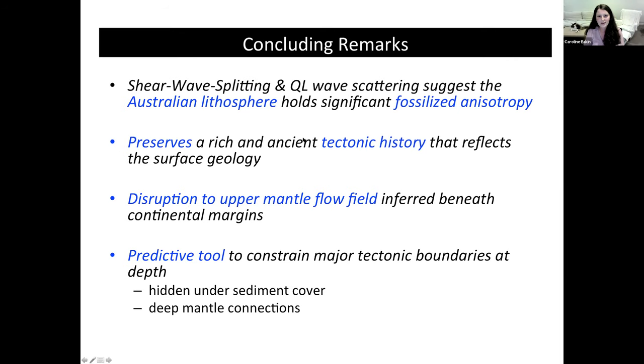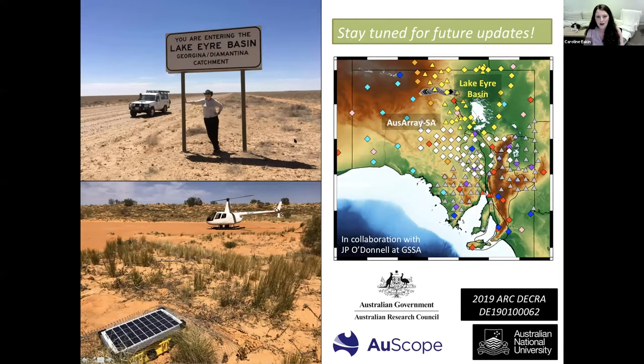So just to end, before I take questions, just as a bit of advertisement, I haven't presented any of the results, but we are currently operating a seismic deployment around Lake Eyre in central Australia, including stations in the Simpson Desert. And in collaboration with JP O'Donnell at the Geological Survey of South Australia, they also have a seismic array just south of this region over the eastern part of the Gawler Craton. So we're hoping over the next few years to get some more detailed measurements looking at these questions around the margins of the cratons and the deformation that's happening and being focused there.